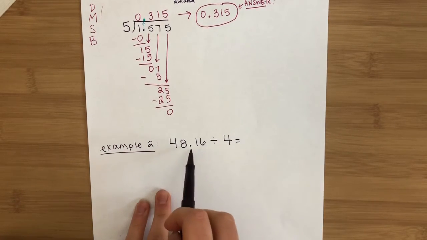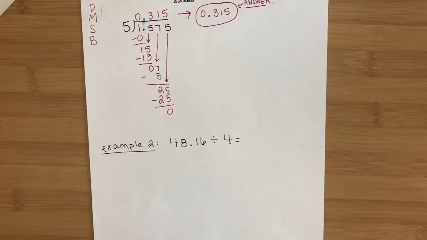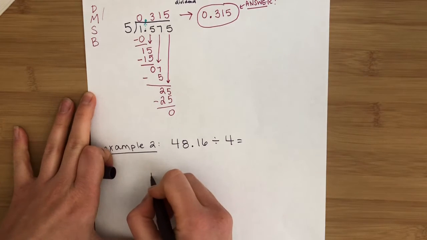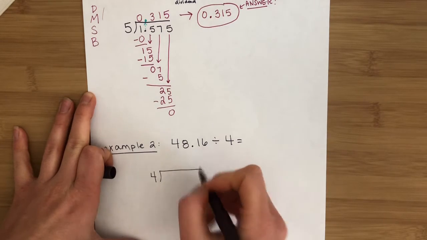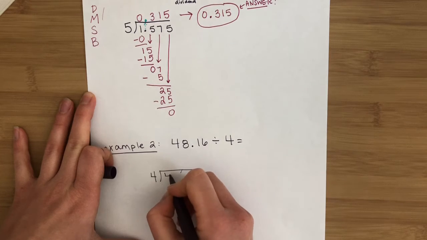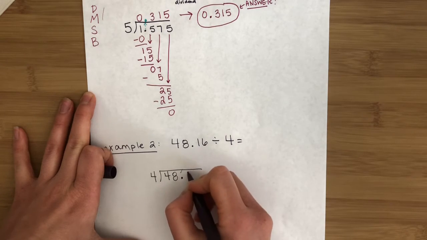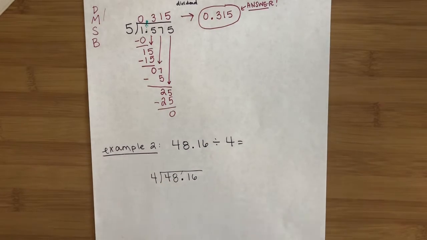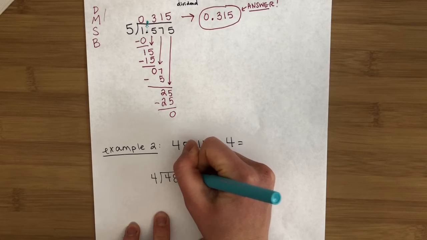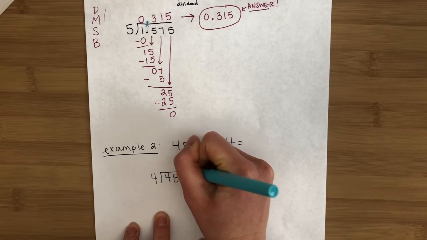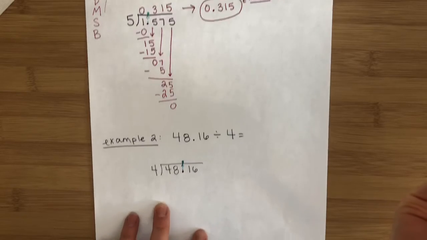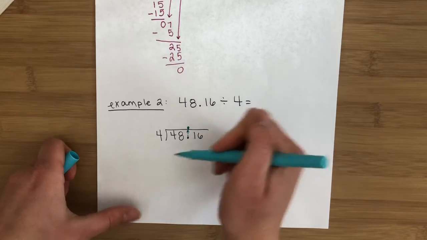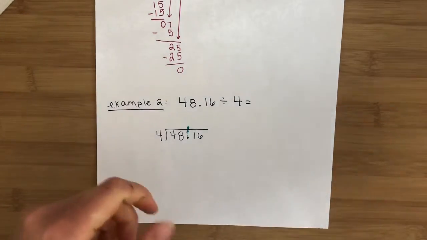And here's our next example. So I have 48.16 divided by 4. What I need to do is set this up as a long division problem. So I'm going to put my divisor on the outside, and I'm going to put my dividend on the inside: 48.16. First thing I need to do is take that decimal and put it right above itself on top of the box. Just like that. Now remember, on top of the box, I care about the decimal. Below the box, I'm pretending like it's not really there.